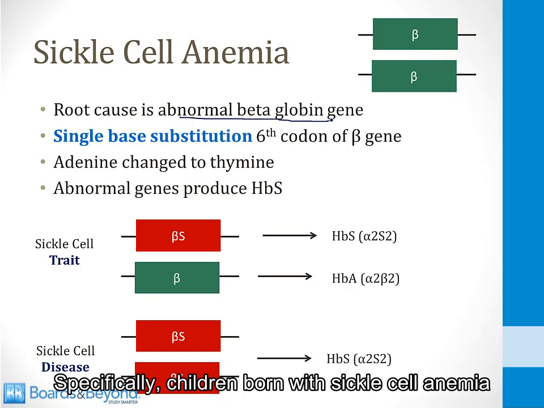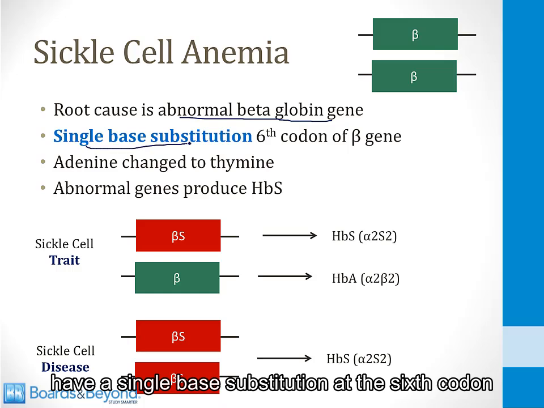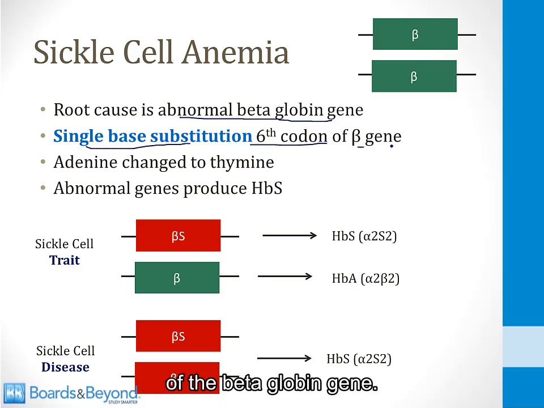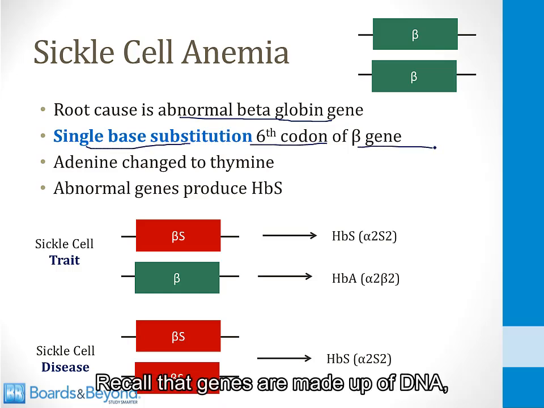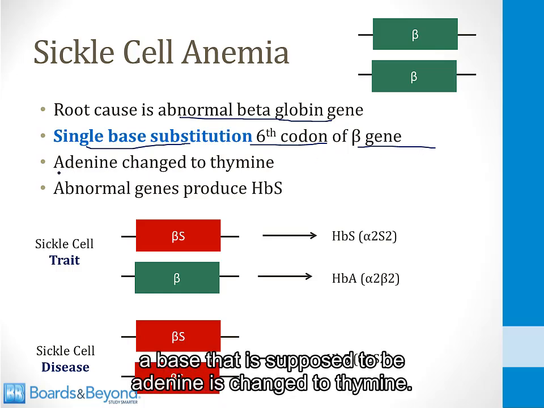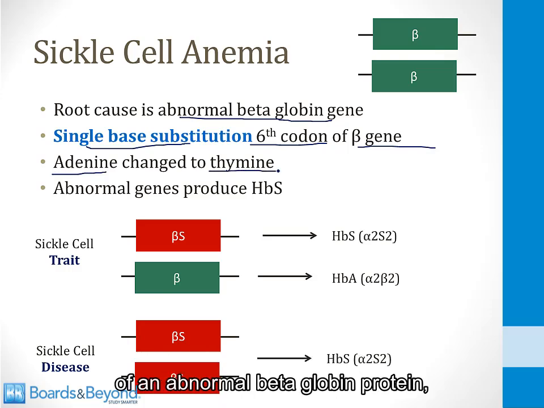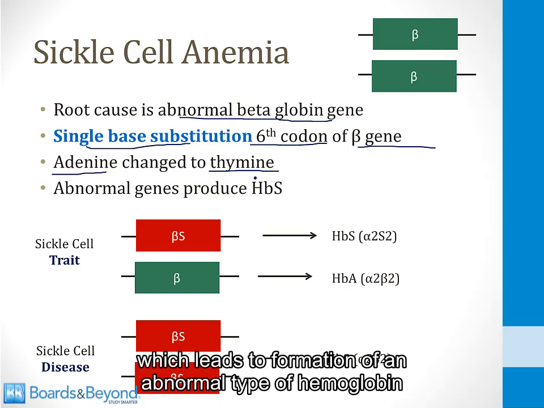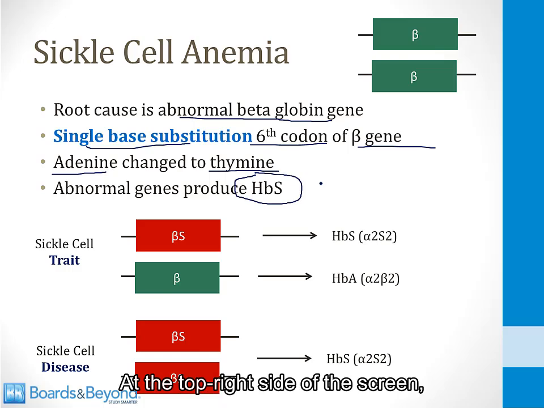Specifically, children born with sickle cell anemia have a single base substitution at the 6th codon of the beta globin gene. Recall that genes are made up of DNA which contains nucleotides, and nucleotides include a base. In sickle cell anemia, a base that is supposed to be adenine is changed to thymine. This results in production of an abnormal beta globin protein, which leads to formation of an abnormal type of hemoglobin called hemoglobin S.